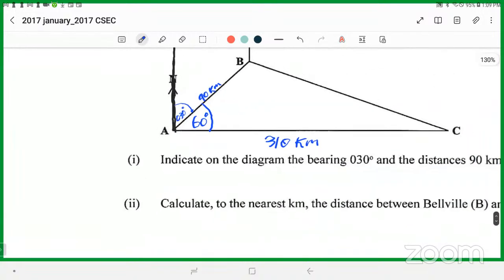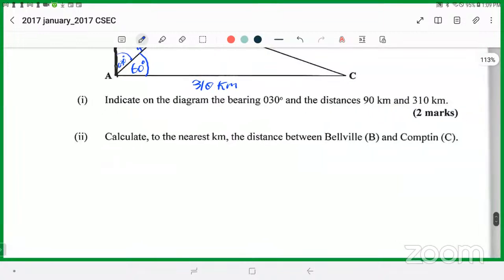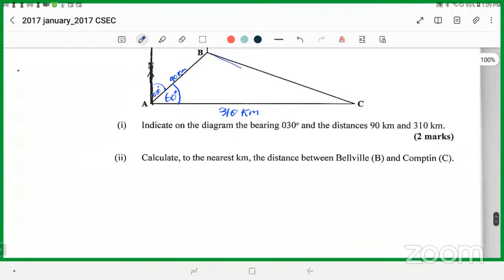All right. The next part now says calculate, to the nearest kilometer, the distance from B to C. That's this distance. We have to use the cosine rule because we have two sides and the angle between them. Cosine rule. Tell the examiner cosine rule, using the cosine rule.